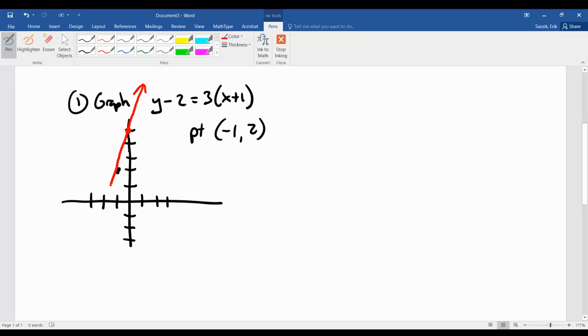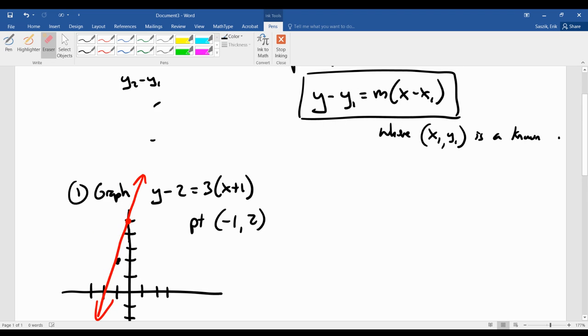And there is our line. Okay? That's all there is to it. Now, if I asked you to come up with more points than just one, we could graph it and get more points that way, but you can also just move with the slope. Watch this.